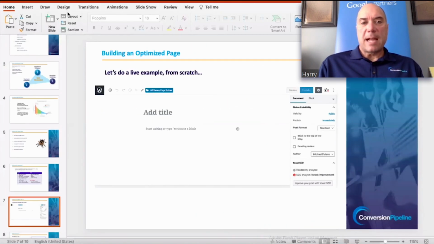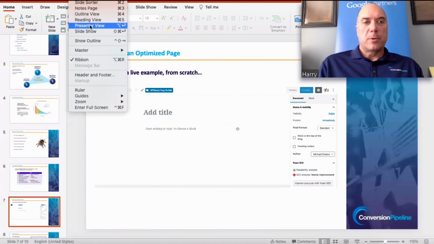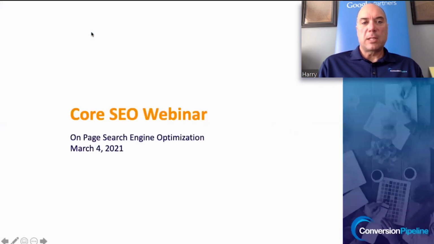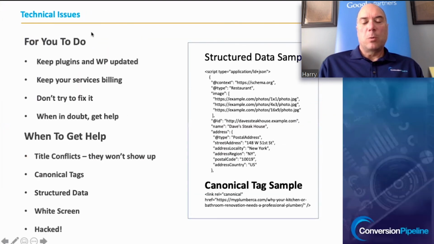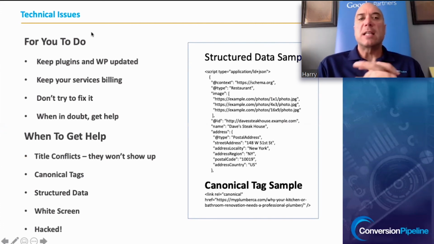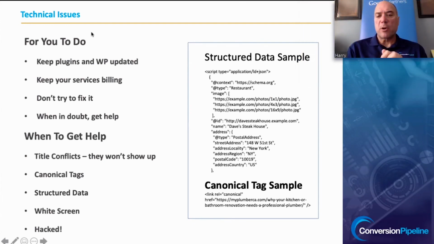So I'm going to flip back here to our presentation and take you through a couple last minute points, and then we'll open things up for questions and wrap it for the day. So there are some things that you'll run into with optimizing pages, especially on WordPress. And there are some things that you should just do that will, for most people, keep everything buttoned up. I'm talking specifically about technical issues that might come up for SEO.